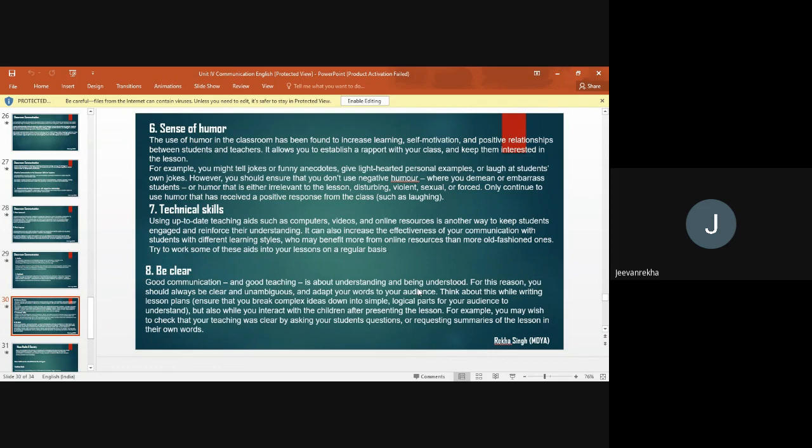Seven is technical skills: using up-to-date teaching aids. Teaching aids means what? Such as a computer. Aids means the things that you are using in the classroom to teach the students. Blackboard, chalk piece, everything. Computer, videos, online, offline, whatever you are using to make them understand, that is aids.